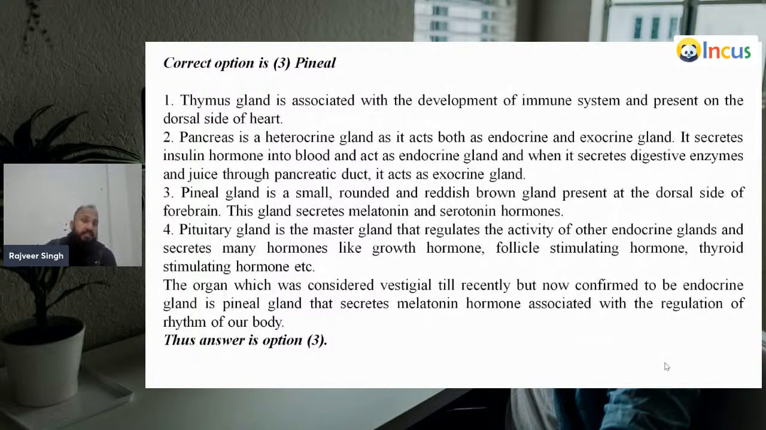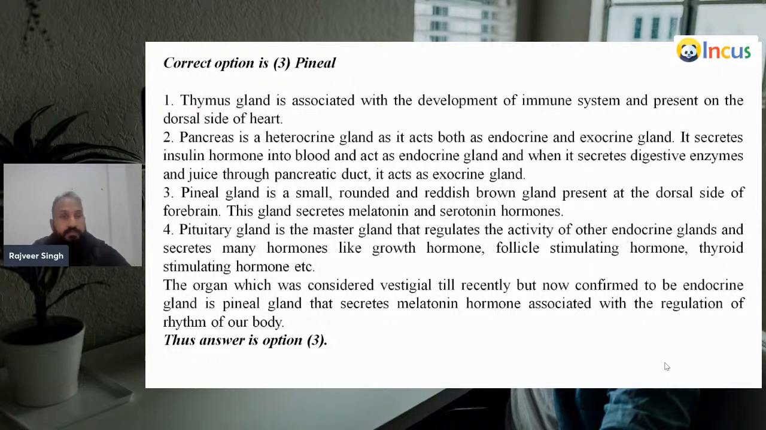So the pancreas is a heterocrine gland. It means a mixed type gland. It acts as both an endocrine and exocrine gland, right. Then after, it secretes the insulin hormone into the blood and acts as an endocrine gland. When it secretes the digestive enzymes and juice through the pancreatic ducts, it acts as an exocrine gland.